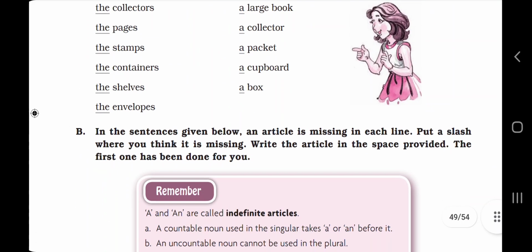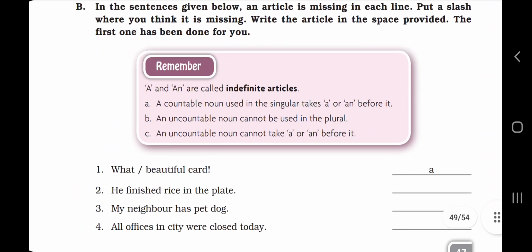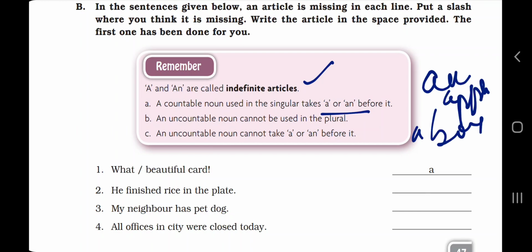Now in the sentences given below, an article is missing in each line. Put a slash where you think it is missing. Write the articles in the space provided. The first one has been done for you. Now let's do it. And first is A and AN, indefinite articles. Now you have understood, a countable noun used in the singular takes a or an before it according to the vowel sound or consonant sound, like an apple, a boy. So these are indefinite articles. Okay, and they come before countable nouns.